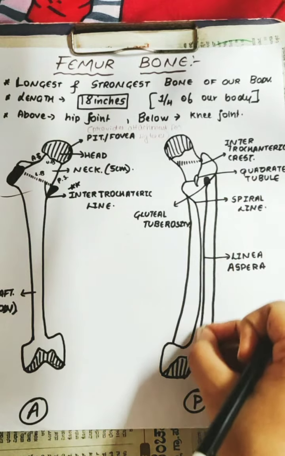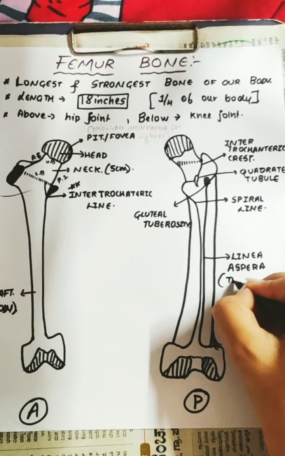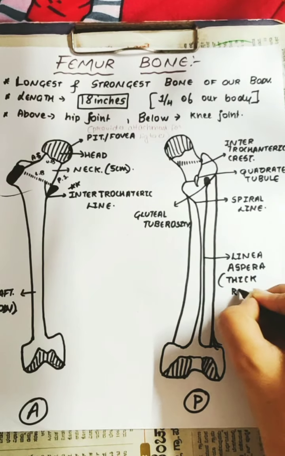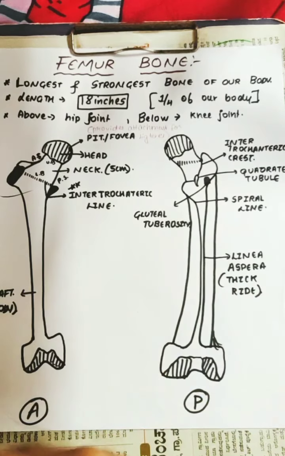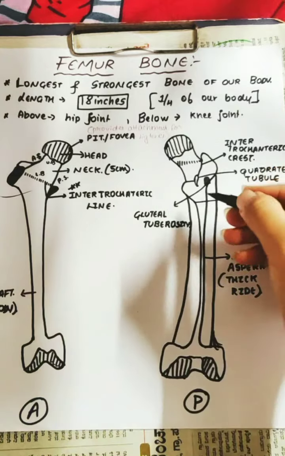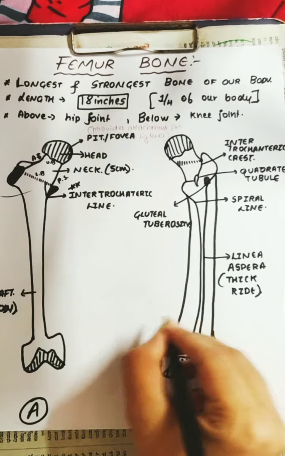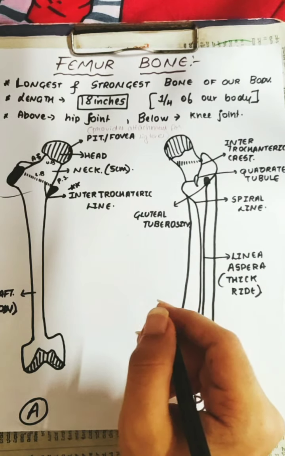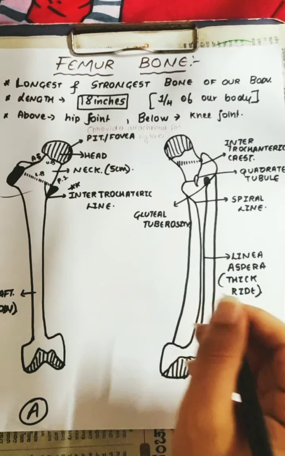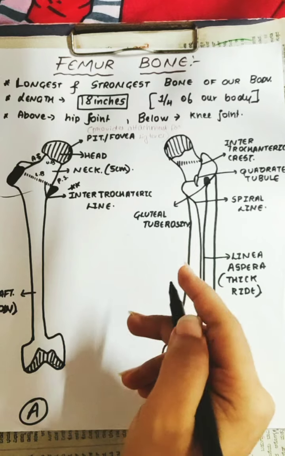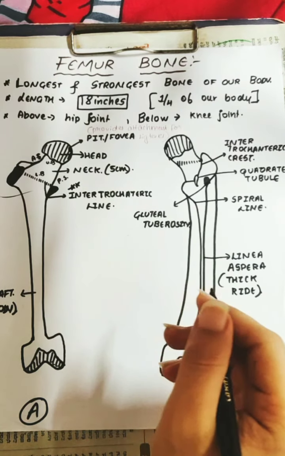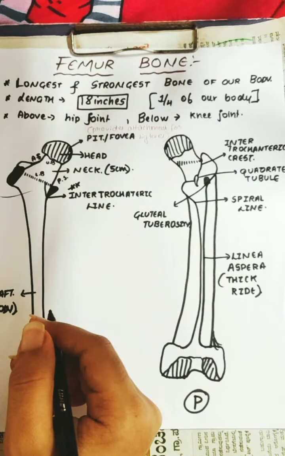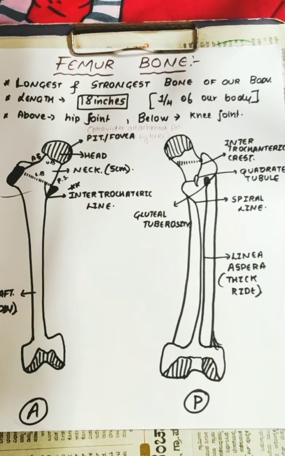You can see a ridge-shaped structure here. It is a thick ridge. Behind the posterior surface, you can see a thick ridge called the linea aspera. So we are done with this. As the linea aspera continues, here it gives two lips. Remember, the linea aspera gives two lips called the medial lip as well as the lateral lip, or else they are also called the medial supracondylar line as well as the lateral supracondylar line.